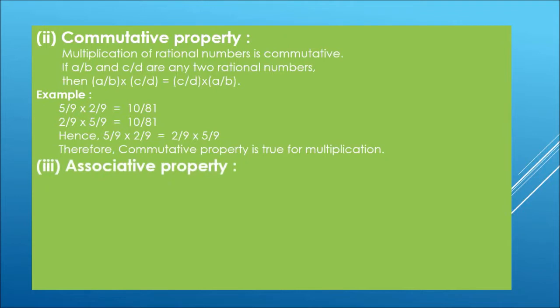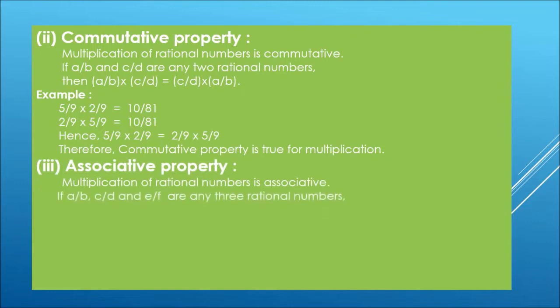Now, third one, associative property. Multiplication of rational numbers is associative. If a/b, c/d, and e/f are any three rational numbers, then (a/b × c/d) × e/f will be equal to a/b × (c/d × e/f).